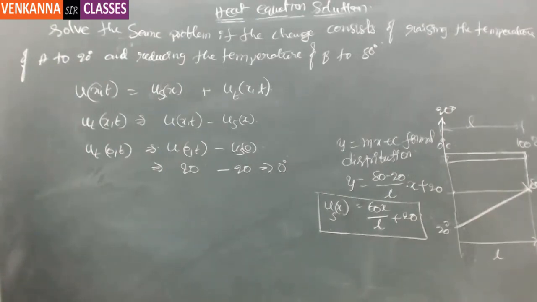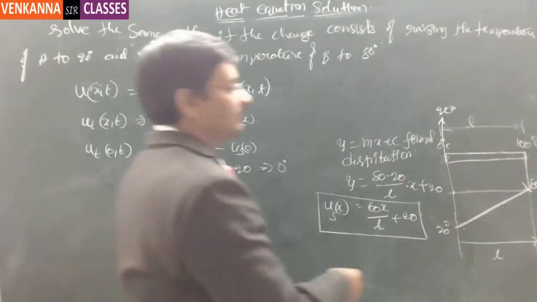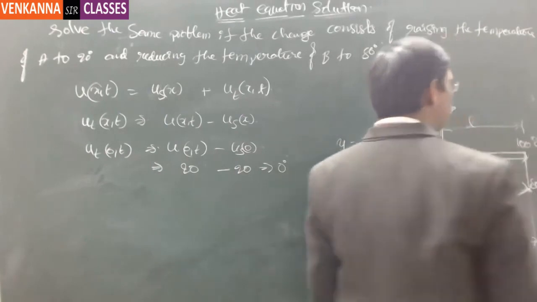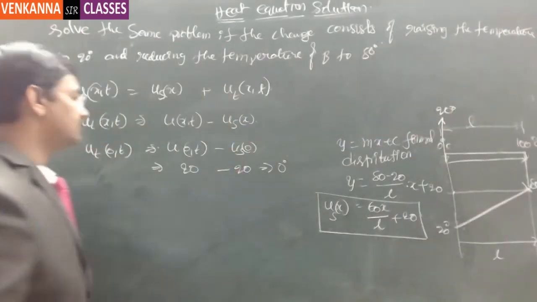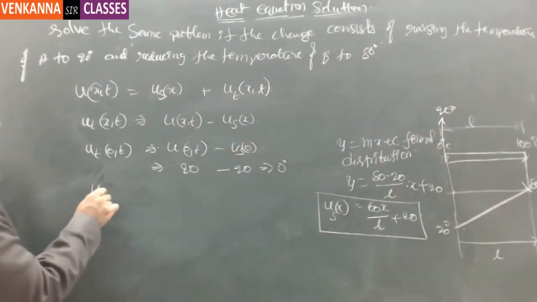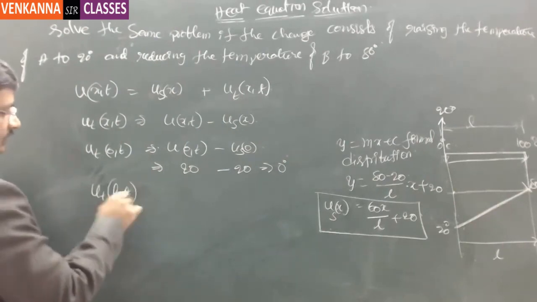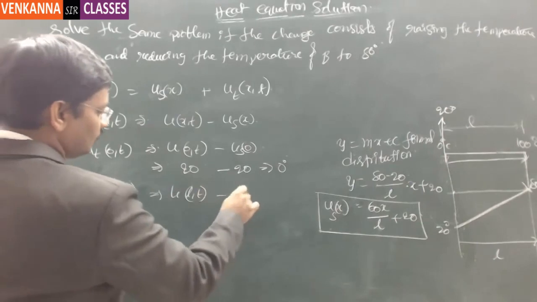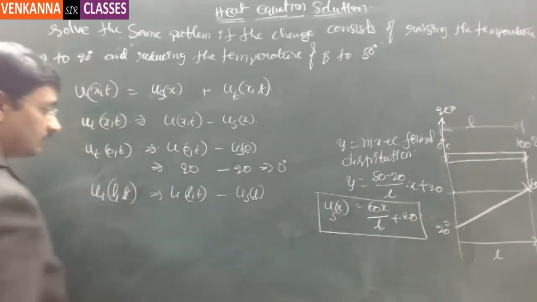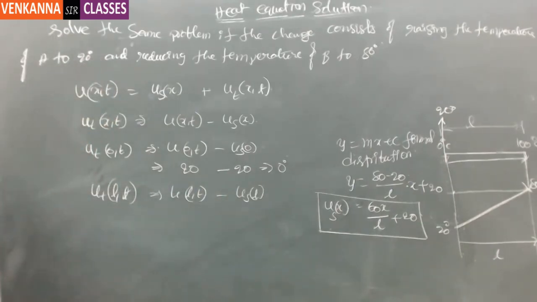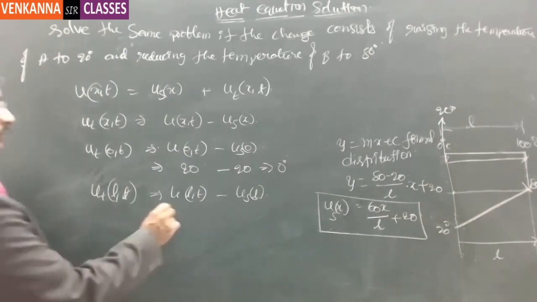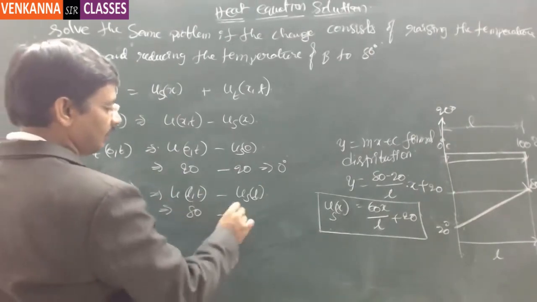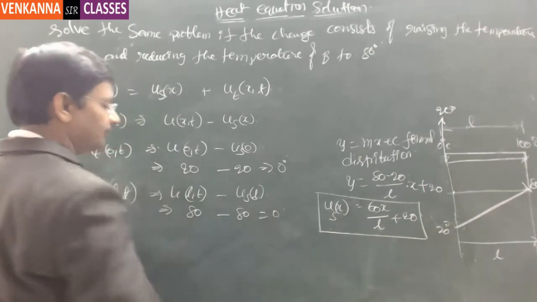Got it or not? Then similarly, in exactly the same manner, on the right hand side, the temperature that is maintained at the other side, u_t of L comma t, is given as u of L comma t minus u_s of L, that is at x equal to L. So this is 80 minus 80, which is again 0.